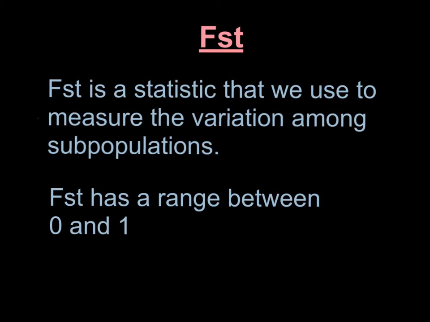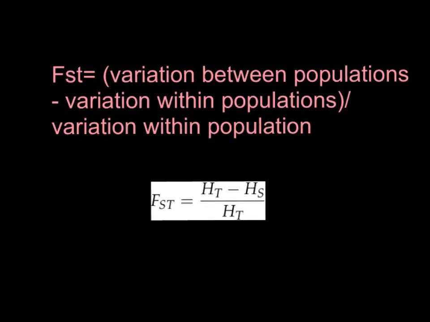Now we're going to talk about FST. FST is a statistic that we use to measure the variation among subpopulations. It allows us to know how distinct or similar two subpopulations are to each other. FST has a range between 0 and 1. In future slides, we will explain what each range indicates. First, we need to know how to calculate the FST value.